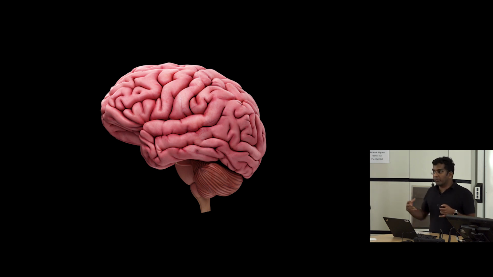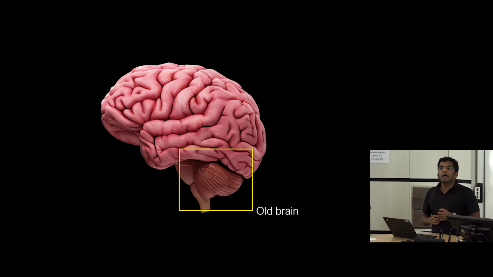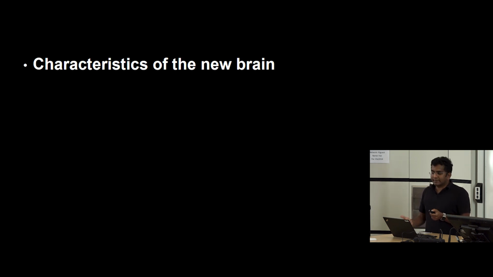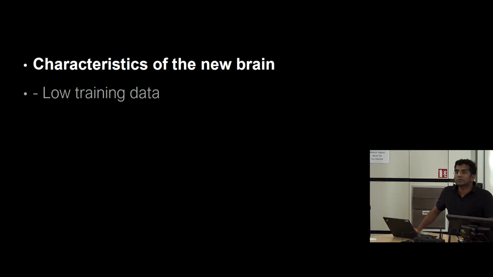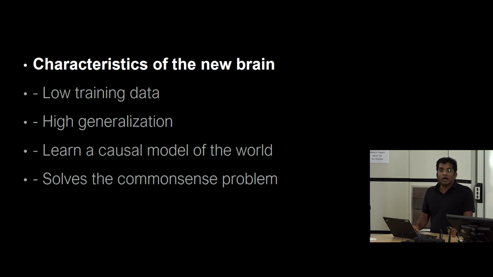So we all have old brains inside us, but the new brain is put on top of it. It's the neocortex, that's a structure, and that's the structure that makes us adaptive and flexible, and almost all the things that we ascribe as intelligence reside in this neocortical structure, and we need to understand the principles. So some of the characteristics of the new brain are, one, it requires much less training data. Just like, I will be able to get onto that contraption sometime without actually training on it. So that's an example of very low training data. High generalization. Learning a causal model of the world. As I was telling you, I am thinking about the consequences.